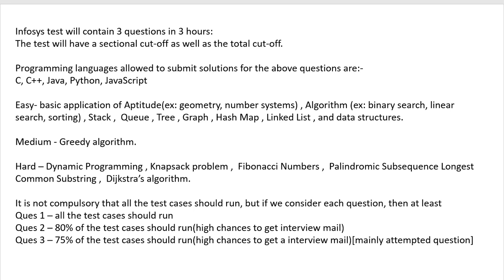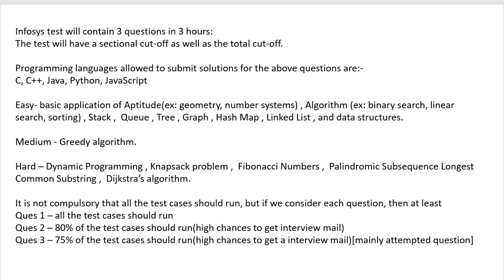Dijkstra algorithm. It is not compulsory that the code should satisfy all the test cases, but the primary criterion is that on the first question, the easy one, it should pass all the test cases, and in the second question it should satisfy at least 80% of the test cases. In the harder one, it should satisfy at least 75% of the test cases. This criterion is because they have to filter out many of the students, and as per my guess, they will offer fewer than 2000 offers for this role.